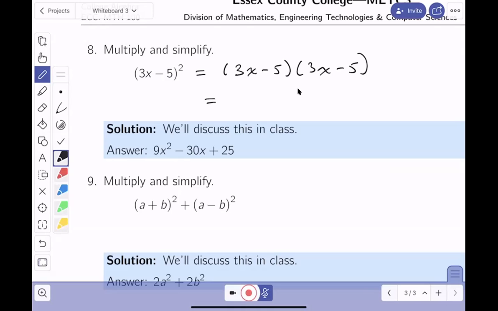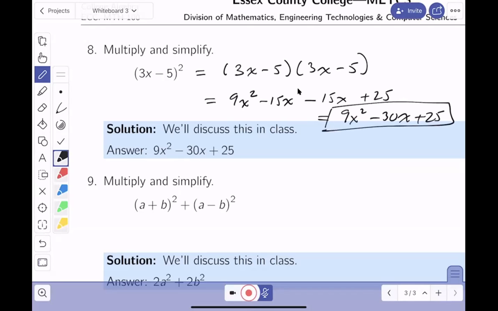What's 3x times 3x? 9x squared. I'm using the distributive property of multiplication. What do you get next? Minus 15x. Now I'm going to distribute the minus 5 across the 3x. That's minus 15x. And last but not least, minus 5 times minus 5 is plus 25. So what do you get here? 9x squared minus 30x plus 25. Take a look at it and see if we got the right answer. I'm just going turn by turn, by the way. It's a great job. All right, let's do number 9.